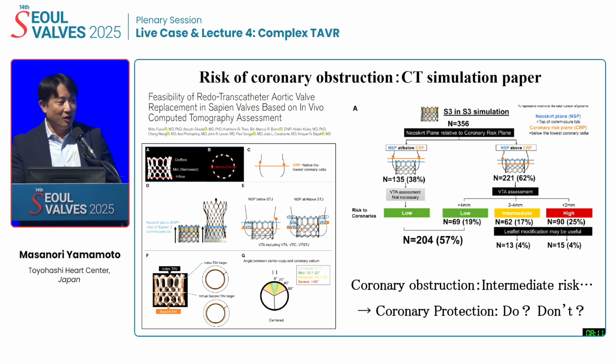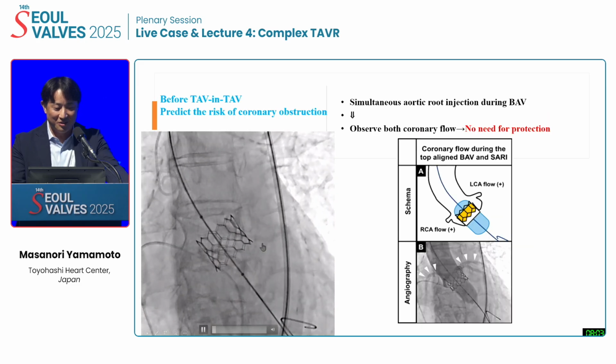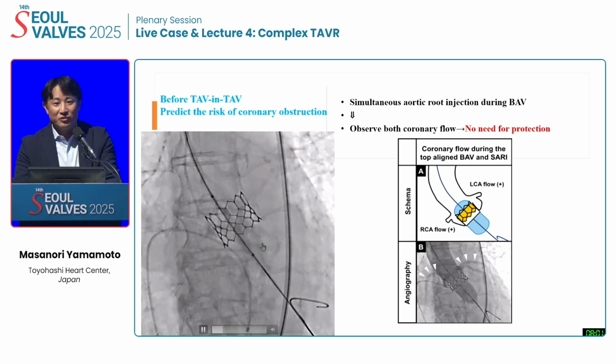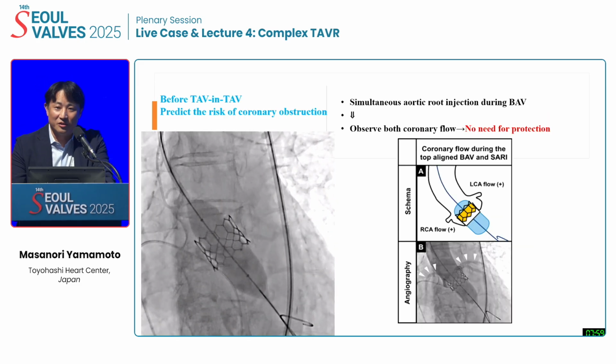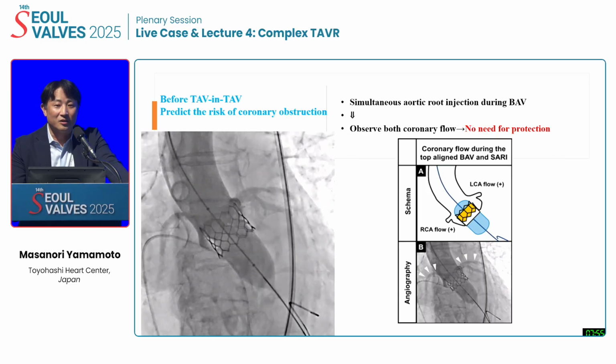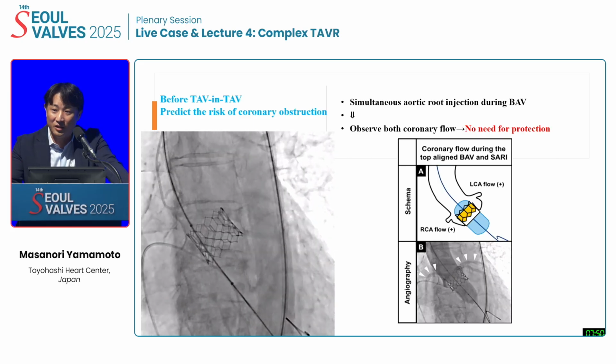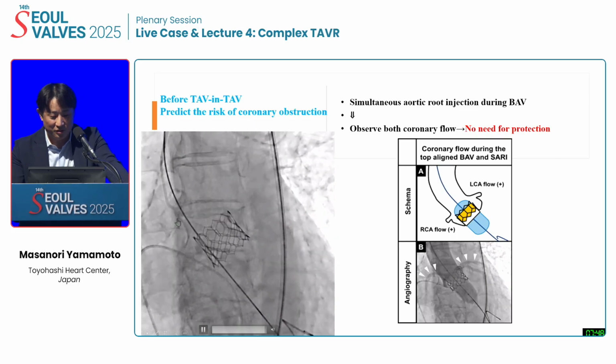So anyway, how can we define or predict the risk of coronary obstruction? It's a very simple technique I will show: a simultaneous root injection during BAV. This is a pre-dilatation during the TAVR-in-TAVR procedure, and the balloon is completely dilated and simultaneously injected.